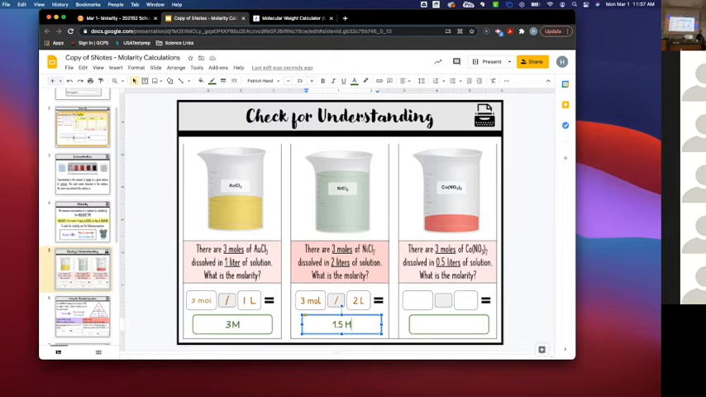All right, the next one, not so bad. There are 3 moles of Co(NO3)2 dissolved in 0.5 liters of solution. What is the molarity? You guys try this one on your own. Fill in the blanks. Give me an answer in the chat. Good job, Malik.